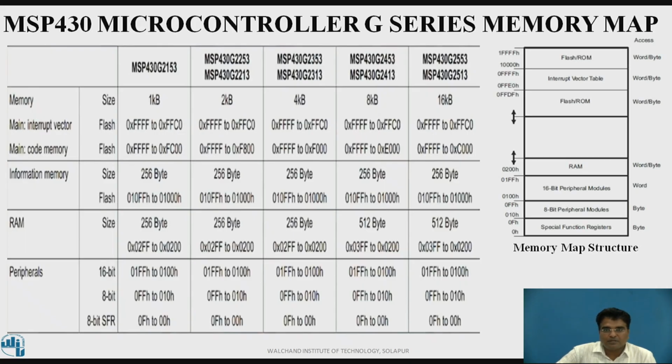This one is a memory map structure. Whatever we have discussed right now, the interrupt vector, main code memory, information memory, RAM, and peripherals, all these are distributed in this address range. So this one is a memory map structure.